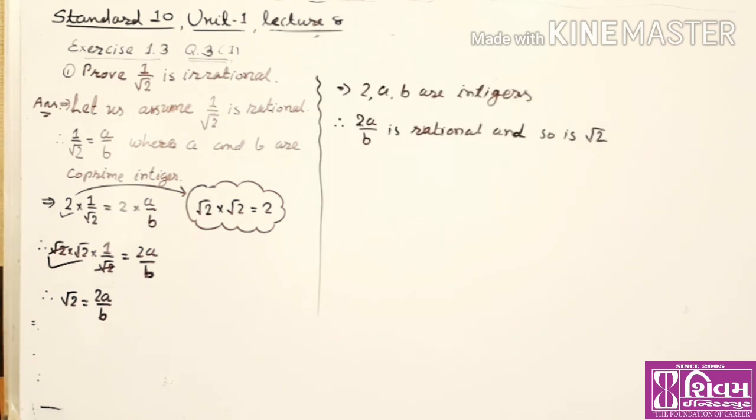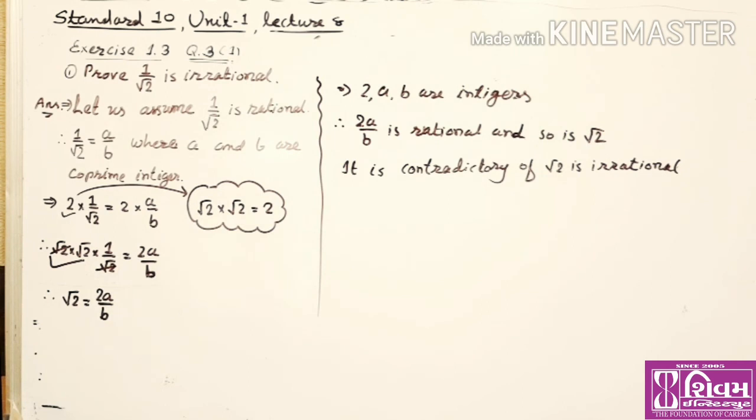Now 2a and b are integers. Therefore, 2a upon b is rational, and so is root 2. And this statement contradicts that root 2 is irrational. Therefore, our assumption is wrong. And therefore, we can say that 1 upon root 2 is irrational. So here we have proved that the inverse of an irrational number is also irrational.